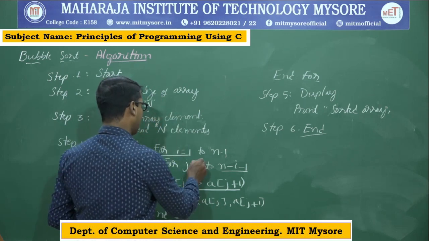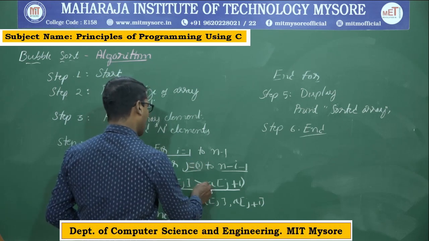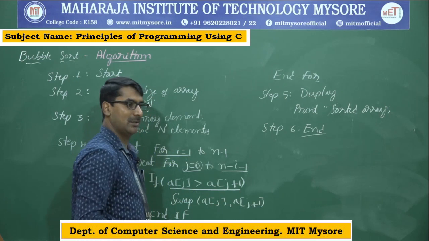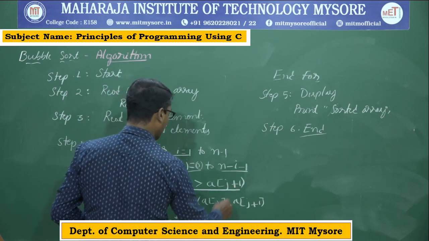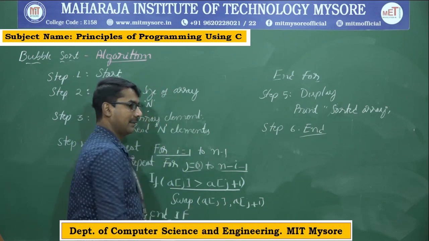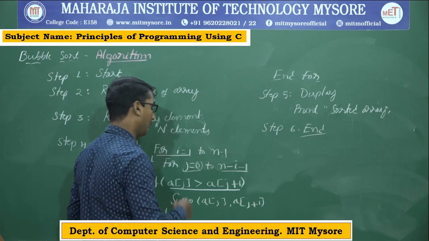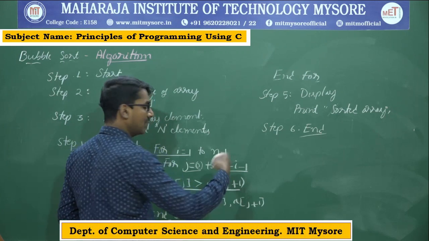So here the initial value is j equal to 0. So a of 0 greater than a of 0 plus 1, where a of 0 plus 1 is the next element. So that will be compared. If a of 0 is greater than a of j plus 1, the values will be exchanged. So in the next iteration, the j value will be incremented. So j will be pointing to 1. Next, a of 1 greater than a of 1 plus 1.